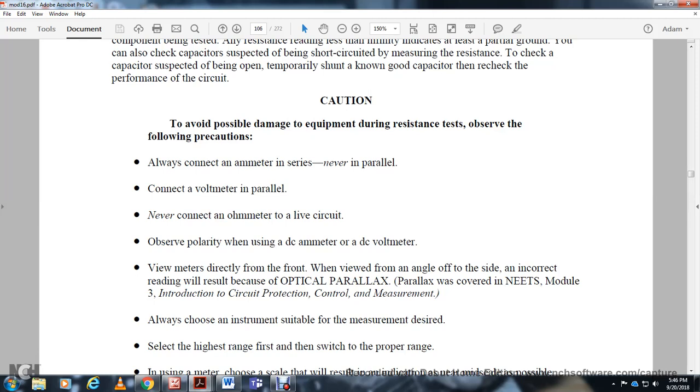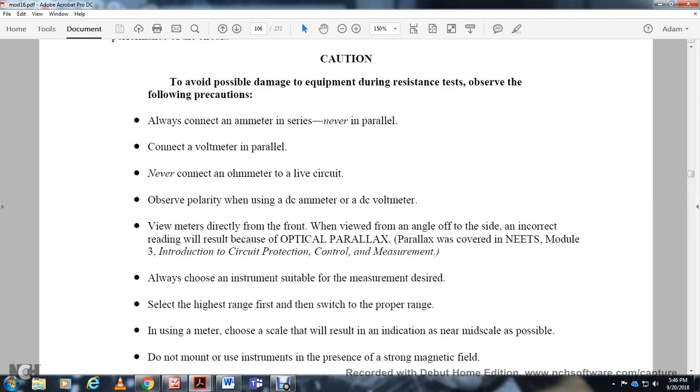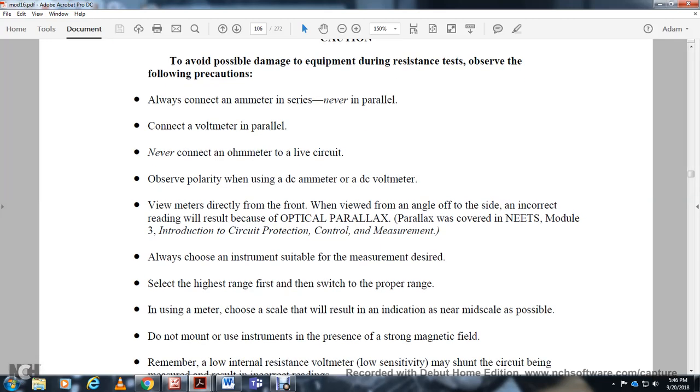Parallax is covered in Module 3 with the introduction to circuit protection and control measures. Always use the instrument suitable for the measuring device. Start at the highest range first, with the switch at the proper range of the meter scale, which results in an indication as near mid-scale as possible.